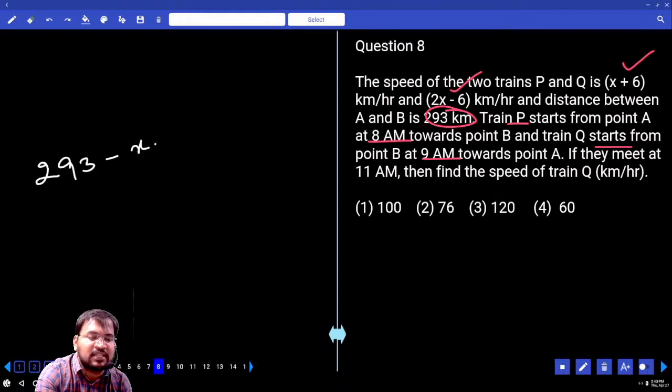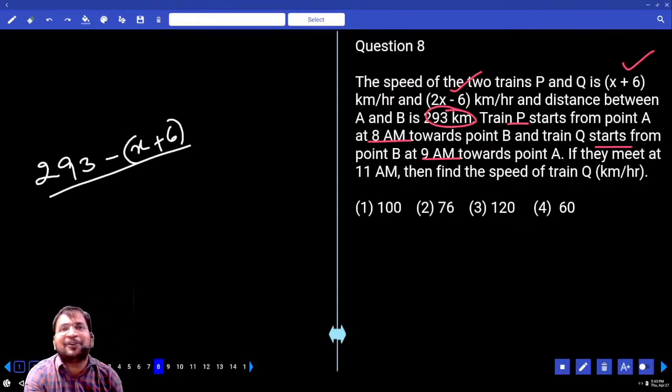That x plus 6 is already covered. That is removed from 293. This is the remaining distance. The remaining distance is nothing but the distance at 9 o'clock, the distance between the two trains, not places, two trains. So at 9 o'clock, relative speed started because both the trains are in motion.